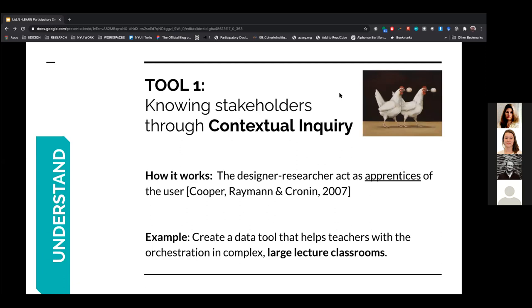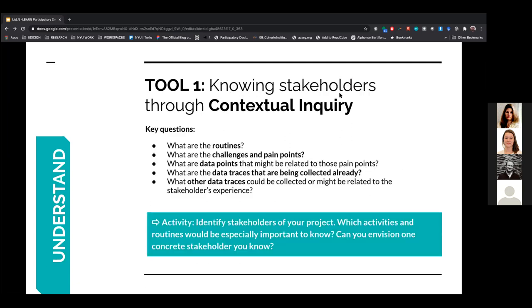An example: say we have a professor or a teacher that has to orchestrate things in a really, really large classroom. We would probably start by looking at them in that classroom, look at the kind of data that they have in that classroom, follow them home if we can, and see where else they work, and seeing all of those routines, get an understanding of where we can improve their practice.